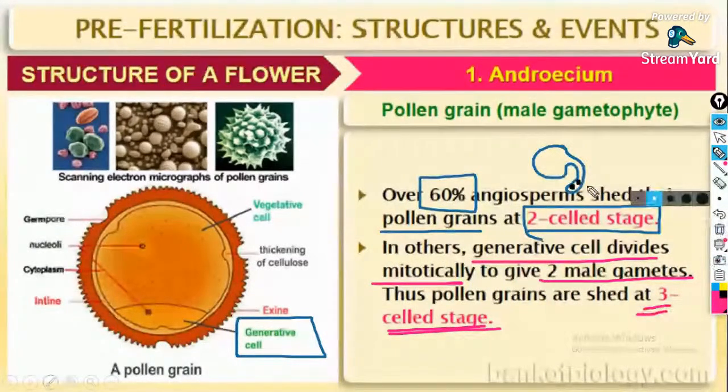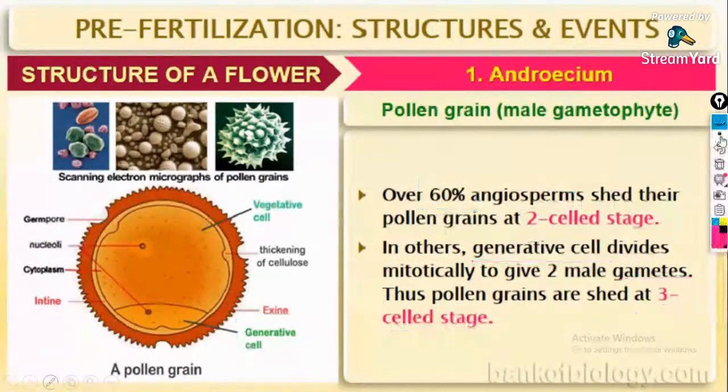That is, during the time of its division, you might have seen a generative cell is there, a vegetative cell is there. Okay, but in certain plants, the generative cell divides to form two male gametes. So cell number 1, cell number 2, cell number 3. So in the rest 40% of the plants, you will have pollen grains in a three-celled condition.